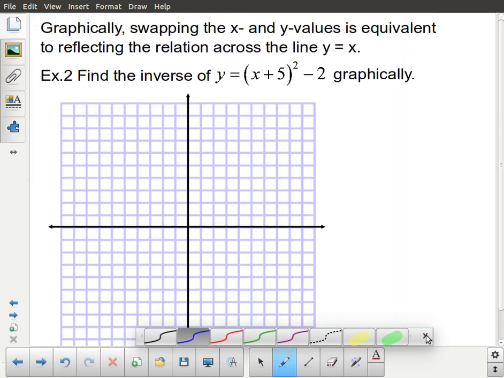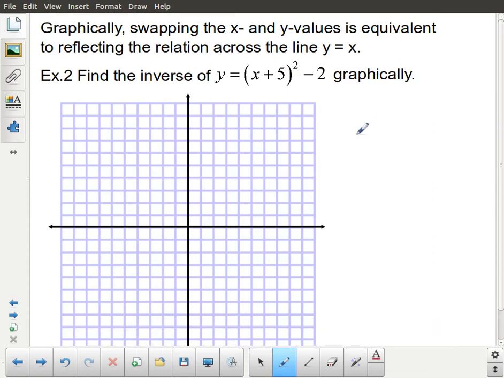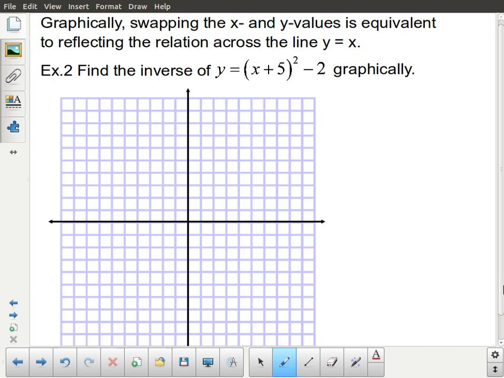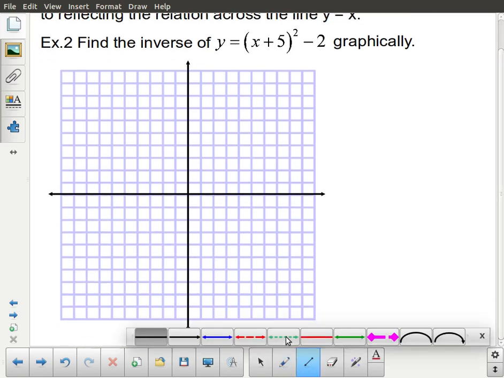Okay, now what about from a graphical perspective? Swapping the x and y values, so if we take a point and we swap its x and y values, graphically that's equivalent to a very special kind of reflection. We've done transformations where we looked at vertical reflections and horizontal reflections, and in this case we do a very special reflection across the line y equals x. And I think I'll put that on first just so we get used to that idea.